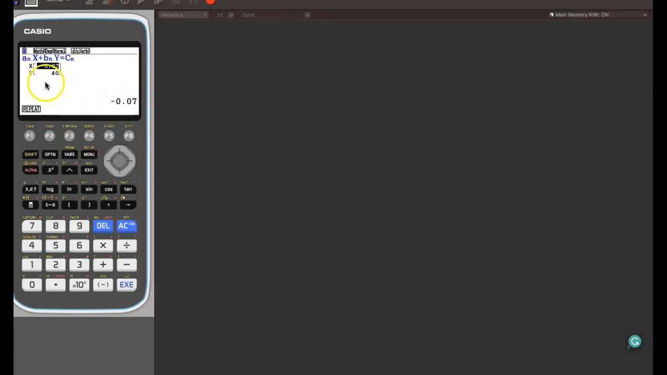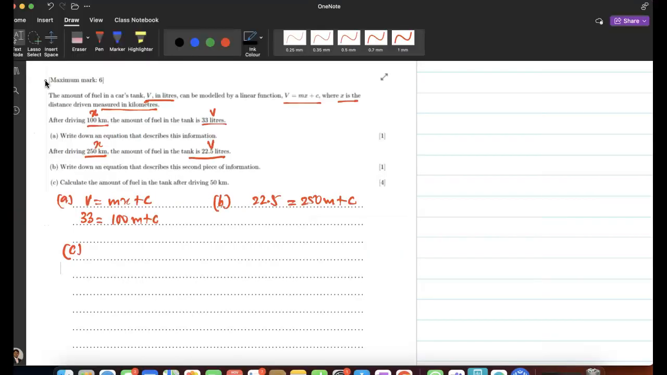Enter again. So these are my values: m is minus 0.07 and c is equal to 40. So that means my model becomes V is equal to minus 0.07x plus 40. That's what the model becomes. This is my model. So we got the value of m and c by solving these two simultaneously.